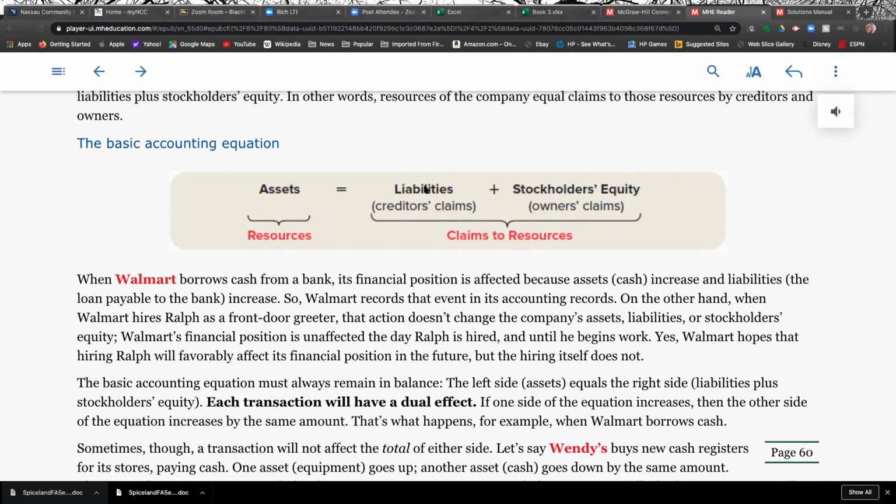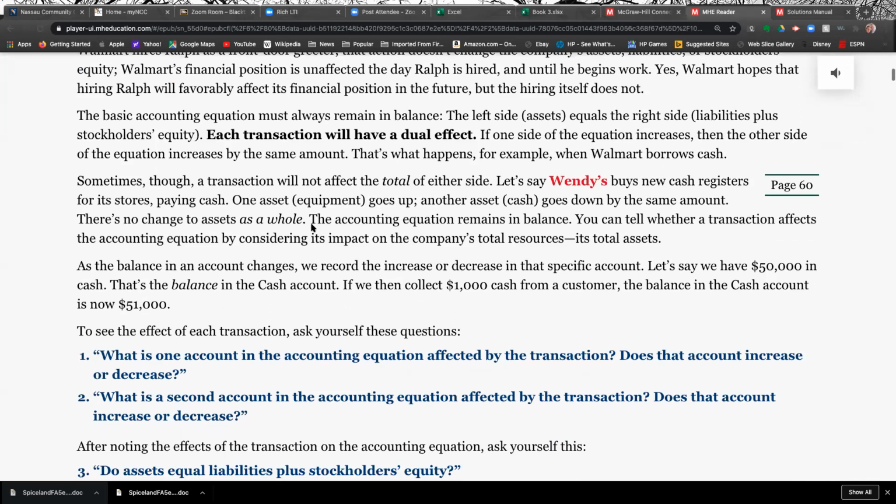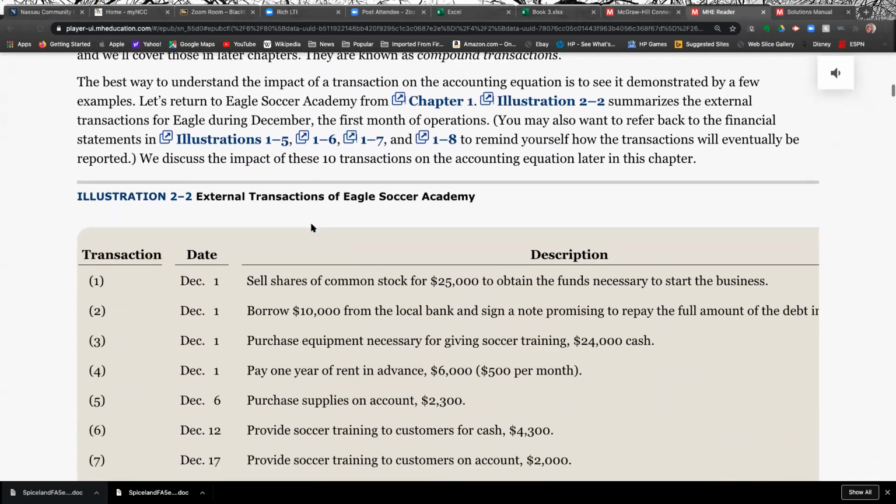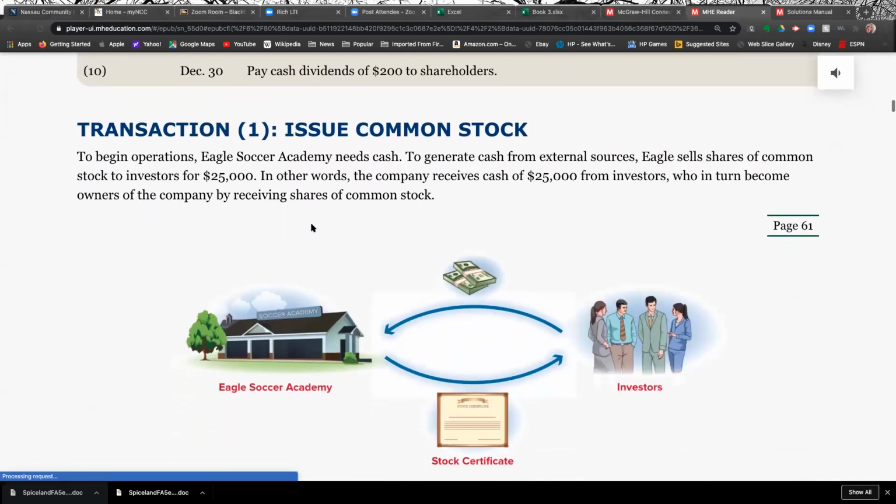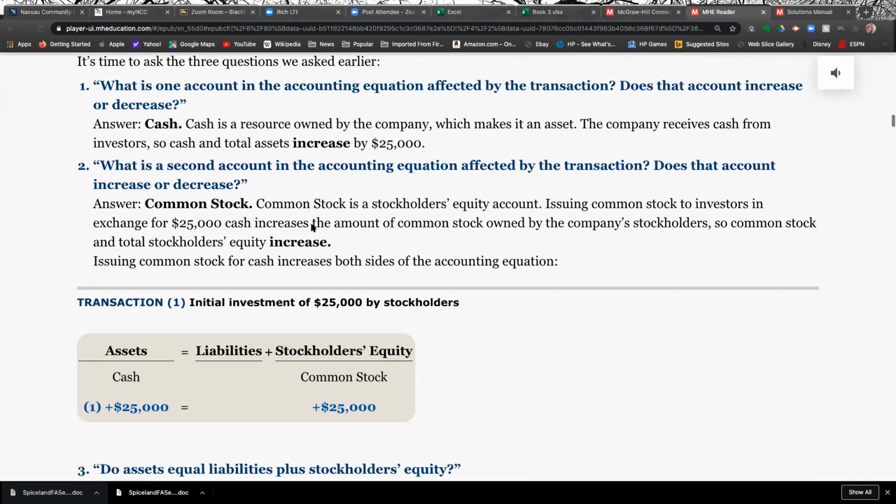Now, occasionally we can have a transaction where both the increase and decrease take place on one side. In other words, one asset increases, another asset decreases. I go out and buy supplies. Supplies is an asset, supplies increases, but I paid cash for them, cash decreases. You just have to remember that the equation must always be in balance. So let's go through some of these transactions and we'll see how they affect the equation.